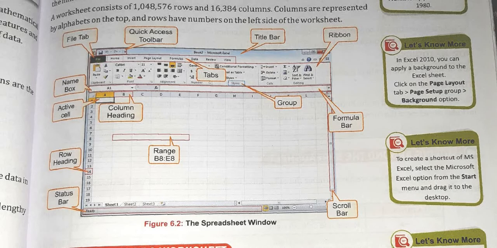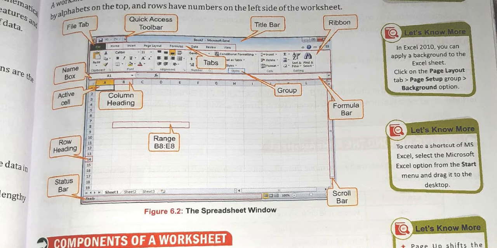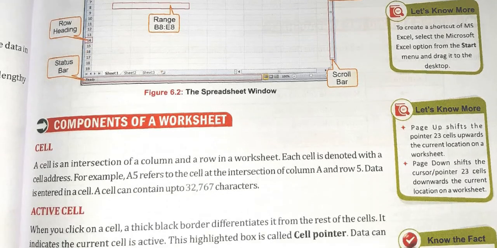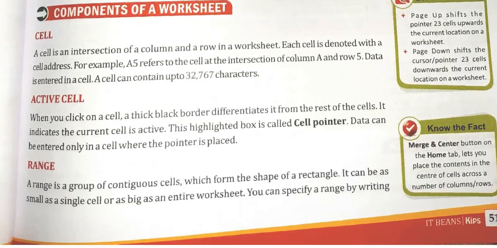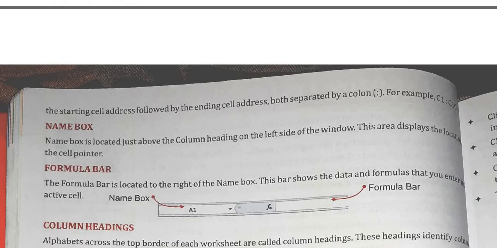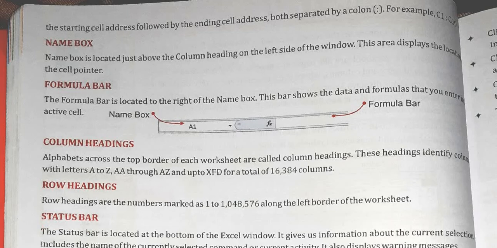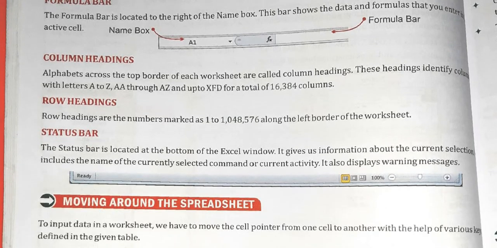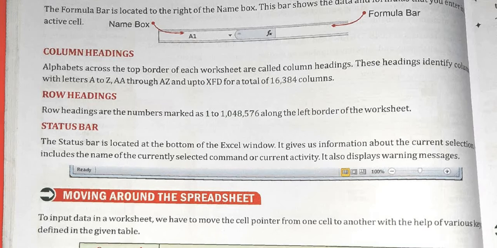Now the status bar, you also understood. The bottom-most bar is the status bar. So you understood all these terminologies in the Excel window. Components of Excel: cell, active cell, range, name box, formula bar, column heading, row heading, status bar, everything I told you, right? Now moving around a spreadsheet.